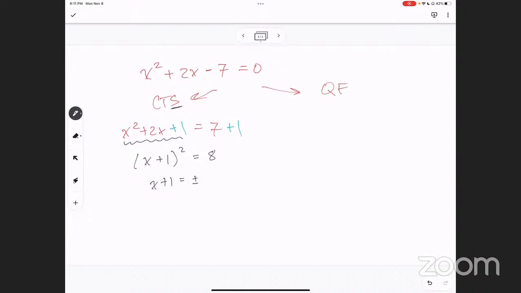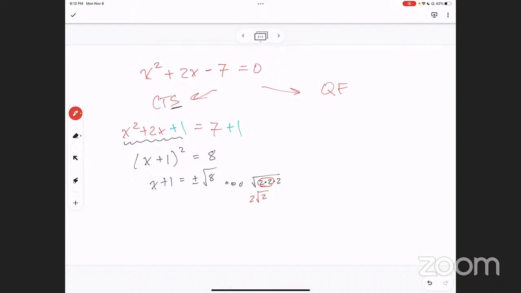Plus or minus. Don't forget the plus or minus. Square root of 8. Remember what the square root of 8 is? That's 2 times 2 times 2. So what comes out? 2 times 2. A 2 comes out, right? 2 root 2. There you go.